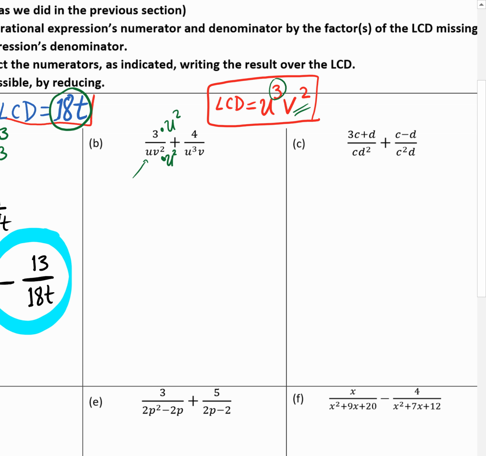Alright, then how many v's do I want? I want 2. But actually I already have 2 in that denominator. So I don't need to do anything with v's. I'm just going to multiply by u squared. Then the numerator, 3 times u squared is just 3u squared. The denominator, uv squared times u squared. You add the powers of the u and get 3. And the v doesn't change because you haven't multiplied by any v's. That looks good because the denominator is the least common denominator, which was the goal.